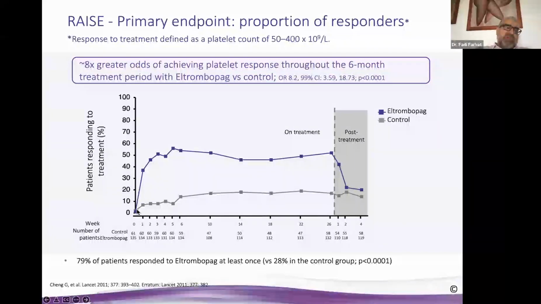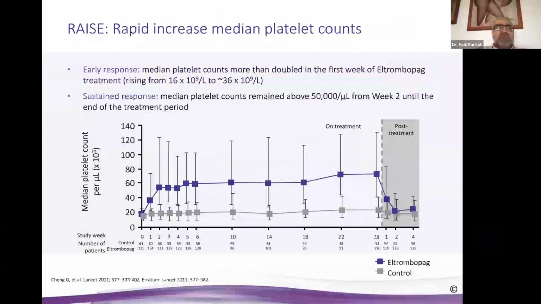So we see very well that the responding percentage was higher in the arm of L-Thrombobag compared to the control, and it kept better for a while post-treatment when we stopped the treatment. So almost 80% responded to L-Thrombobag at least one time, compared to almost 30%. So it's 2.5 to 3 times more in the arm of L-Thrombobag compared to placebo.